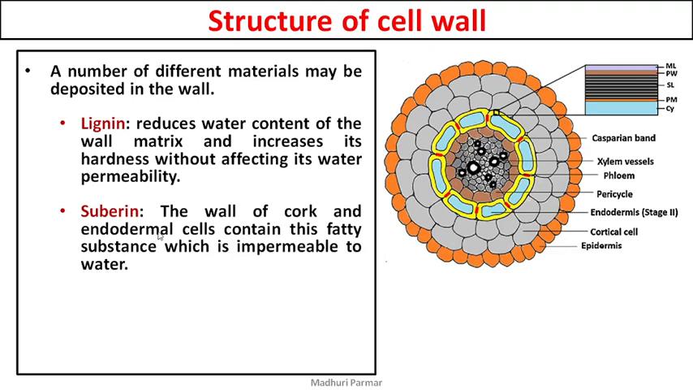Suberin is another type of fatty substance. It is found in cork, the same cork that we saw in Robert Hooke's description, right? So when we study the anatomy portion of plants, or you might have studied, then you know what cork cambium is and what cork is. Cork and endodermal cells of a root and stem have this substance called suberin present in their cell wall. The suberin makes it impermeable to water. Suberin will not allow water to pass through.